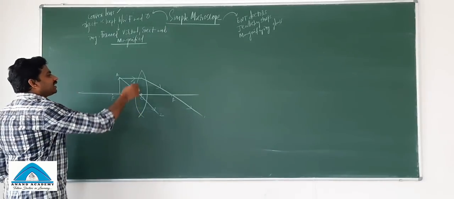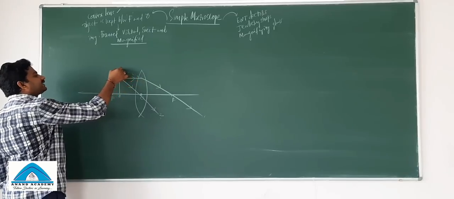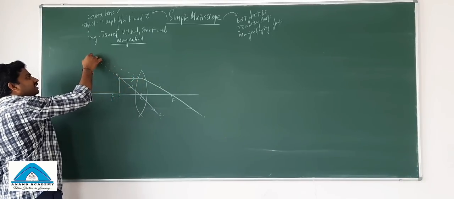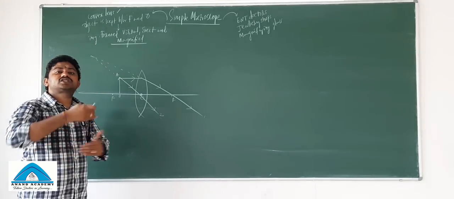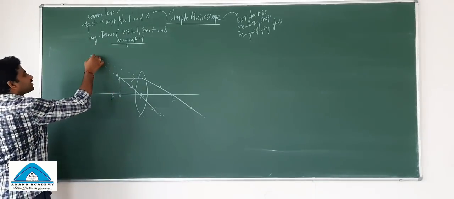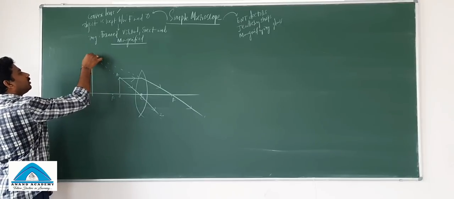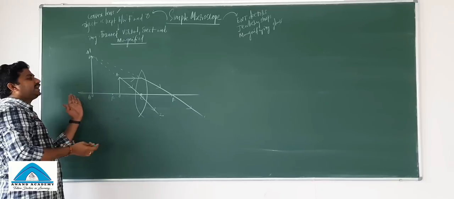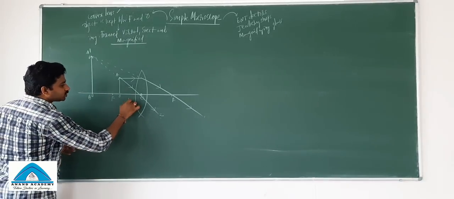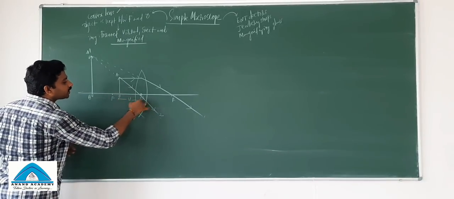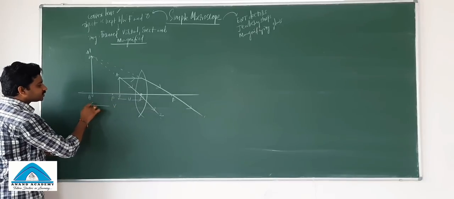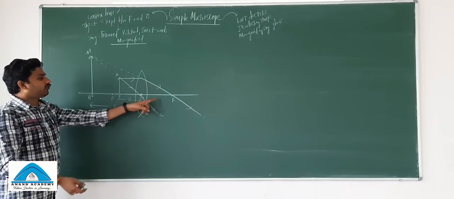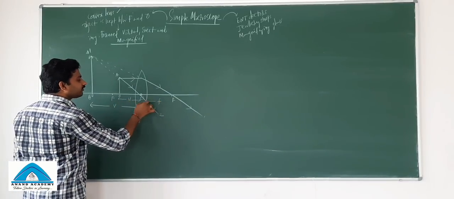In this case, the image will be formed by extending the refracted rays. See here, there is an image formed which is called virtual image. So this is the virtual image formed, which is A dash and B dash, on the same side of the object. So this is called the object distance U here and the image distance is V here. And you know the focal length. So focal length of this is F in this way.